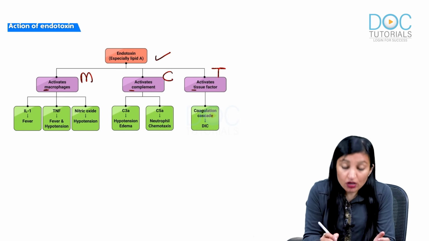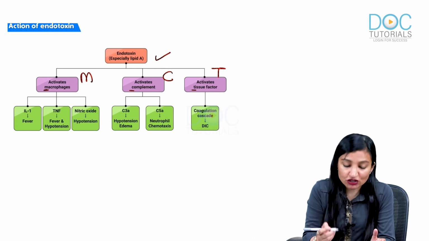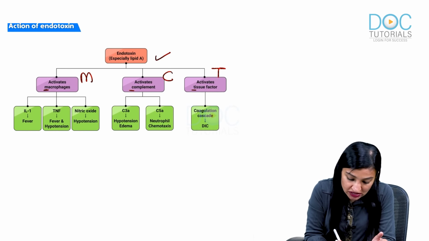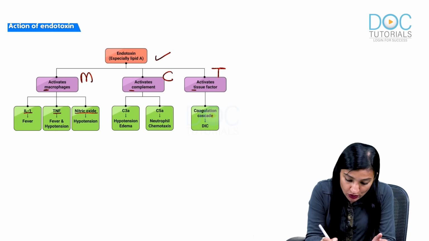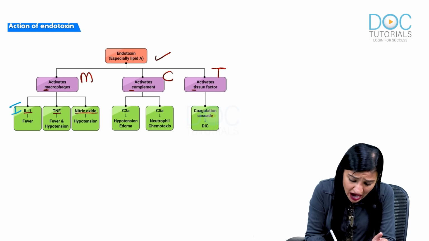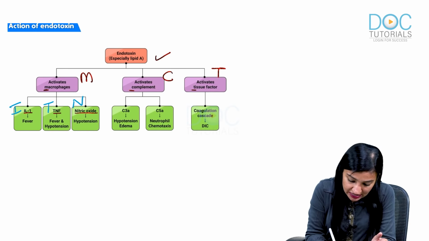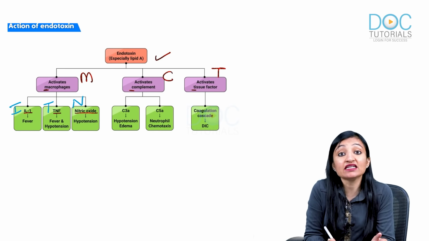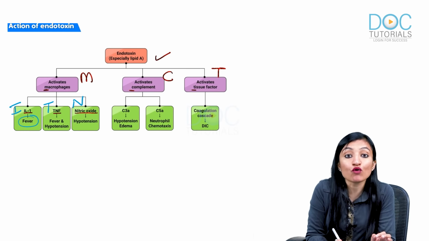Now, what will happen as a result of activation of macrophages? There will be production of important molecules like interleukin 1, TNF, that is tumor necrosis factor, and nitric oxide. Now remember these as I, T and N. Remember I, T, N. Remember the I-10 car. I for interleukin 1, which is going to be responsible for fever.